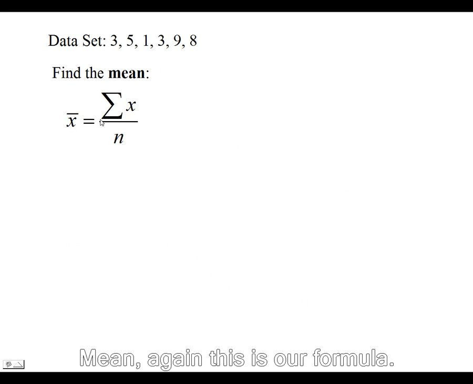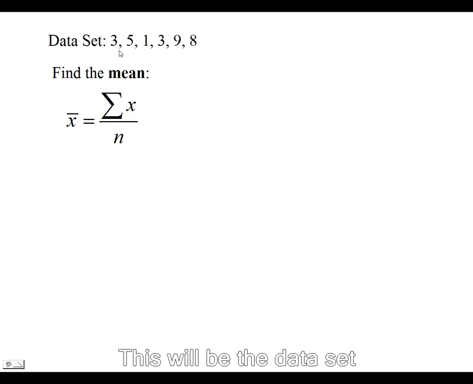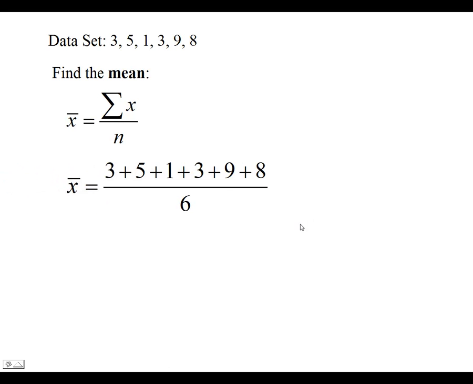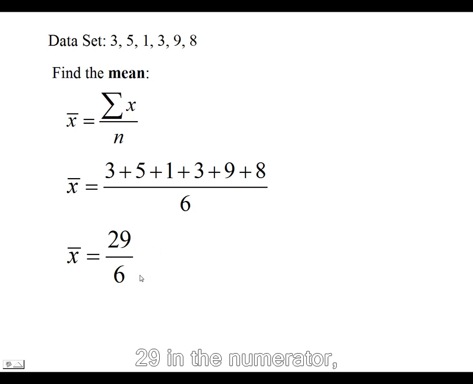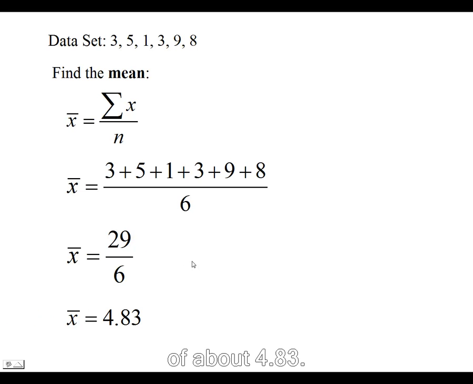As an example to find the mean, again, this is our formula. This will be the data set we're going to use for the next three parts. We have 1, 2, 3, 4, 5, 6 different data points, so N will be 6. So X bar is simply the addition of all points, each value of X, X1, X2, X3, and so forth, divided by the total number, which is 6. That value comes out to 29 in the numerator, 6 in the denominator, which gives us a value of about 4.83. And that is how we calculate the sample mean, or the population mean if this were a population.